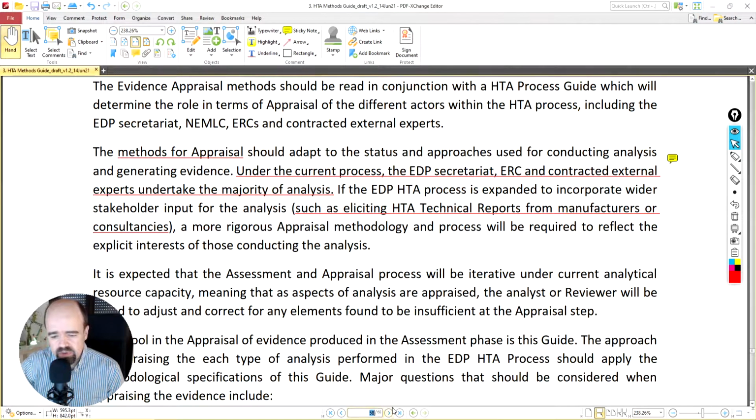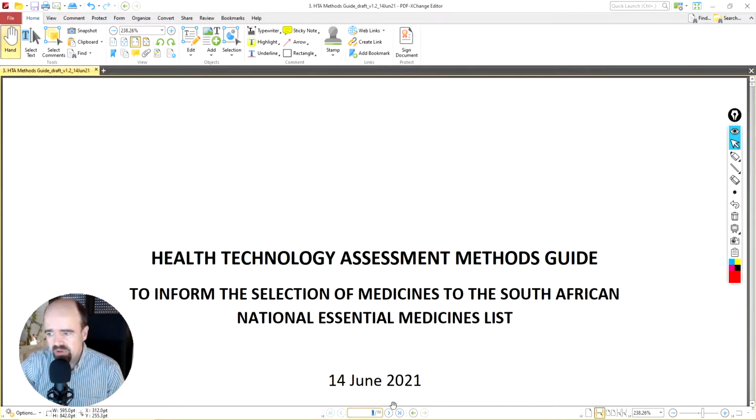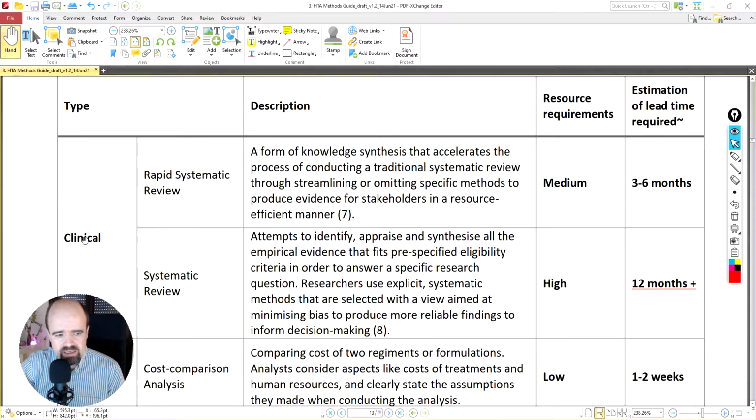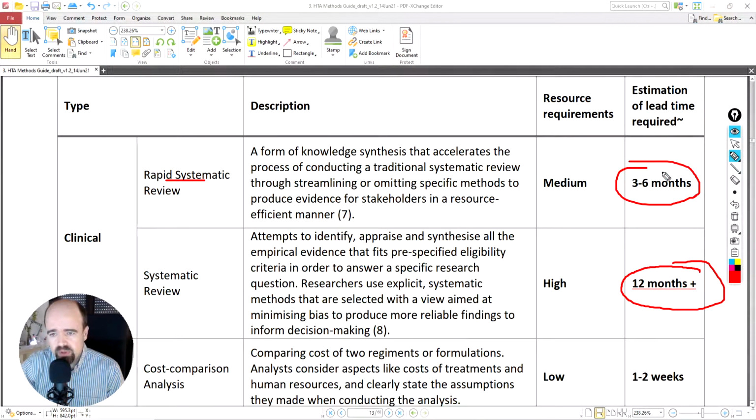Another case in point to illustrate the level of demand for these expertise is the following. This is Table 1, Stage 2 Additional Analysis. It's identifying the clinical assessment, rapid systematic review, systematic review. I've already covered this a little earlier on when I spoke about the time that is required to undertake this. So 12 months of employing a person or a group of individuals to do this work. If you're doing a rapid review, 3 to 6 months.